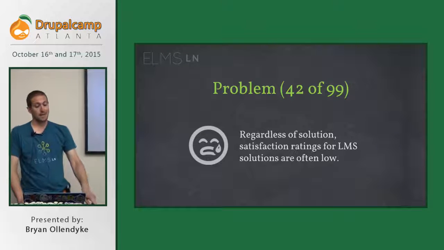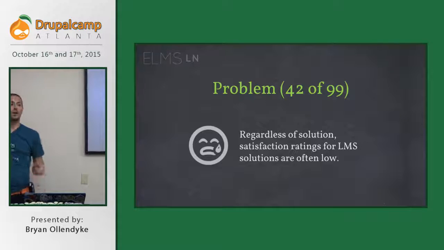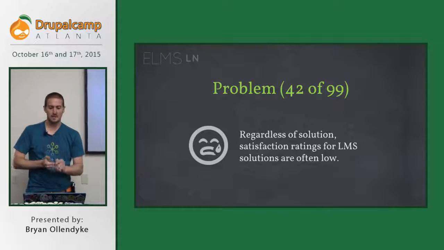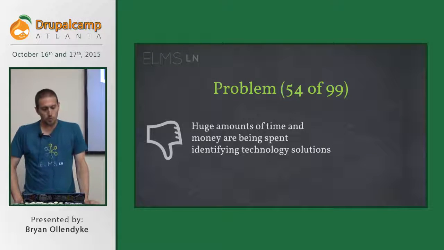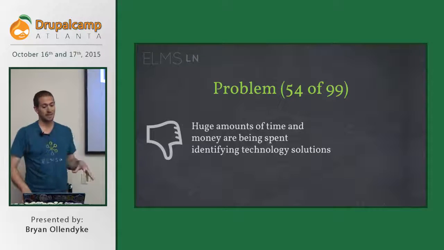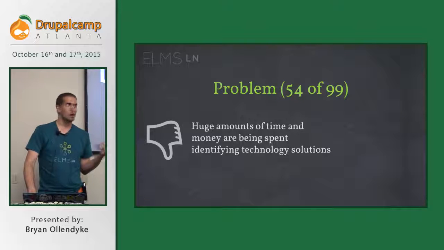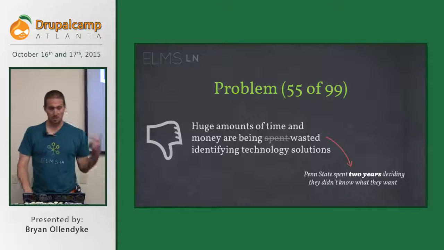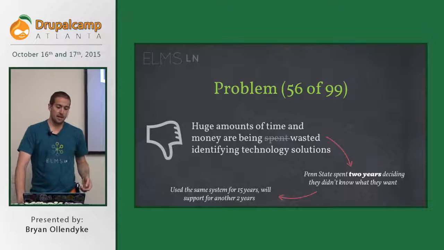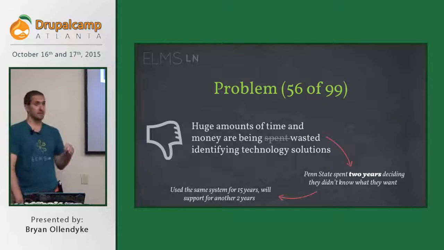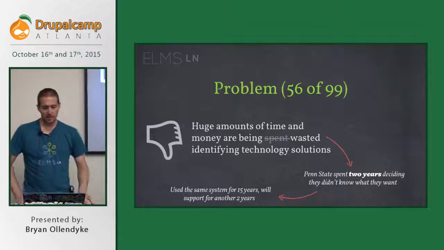Regardless of solution, satisfaction ratings are low for LMSs. LMS technologies live out here somewhere magical, and we all come to them as a single point. And does anything in society work that way anymore? Not really. Huge amounts of time are being invested in trying to identify these solutions, but I'm trying to pick a solution that meets the needs of, oh, I don't know, a 120,000 person organization, maybe like the one I work for. So they spent 2 years deciding they didn't know what they wanted. And this is why we've been on the system since before I started going to school there in 2002.